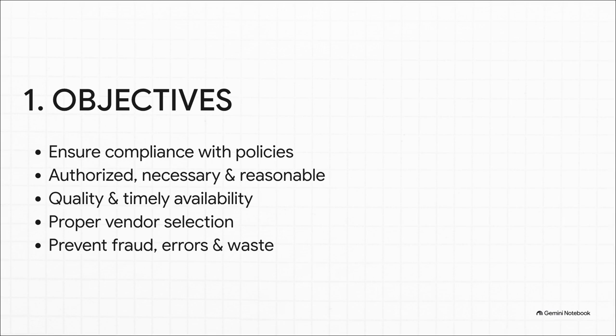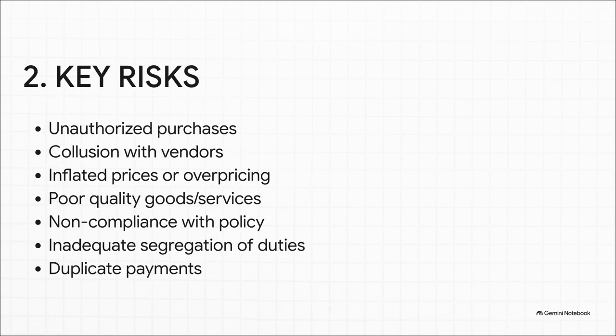You are literally the last line of defense, stopping an employee from buying, say, a luxury espresso machine for a rarely used break room on the company's dime. Now, what happens when those defenses fail? Well, you face some pretty serious key risks. We're talking external threats like vendor collusion, inflated prices, and poor quality goods. But you also have internal threats like unauthorized purchases, non-compliance, and a massive one: inadequate segregation of duties.